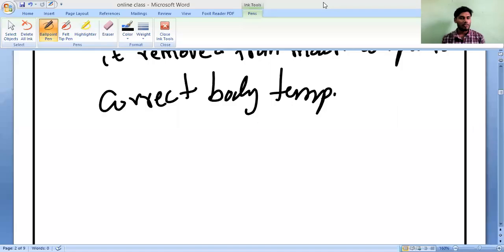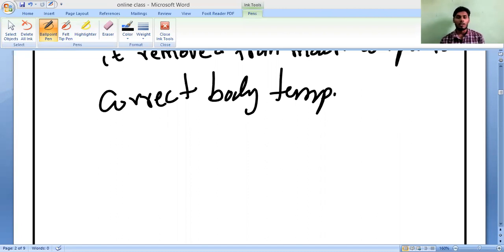If you do the jerk, then what will happen? If you give a few jerks to this thermometer tube, then what will happen, Mari? The mercury will go back into the mercury bulb. Understand? So the mercury can be brought down by giving a few jerks to the thermometer tube.